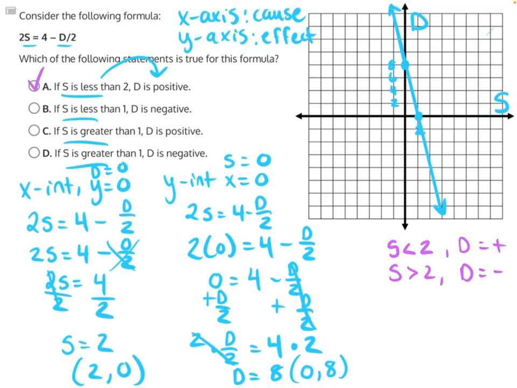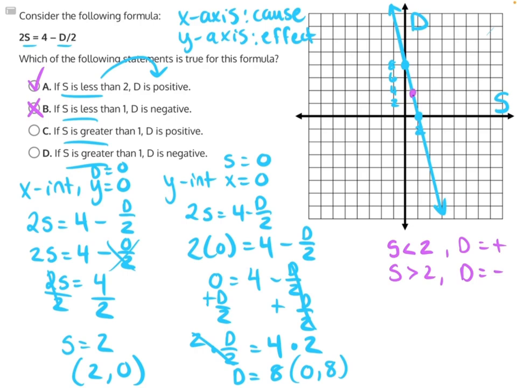But let's go through the other options and see why they were wrong. B says if s was less than 1, less than 1 would be right here, then d is negative. Well, let's put that on the graph here. Less than would be to the left-hand side, and all of these d values are positive, not negative, so B would be incorrect.